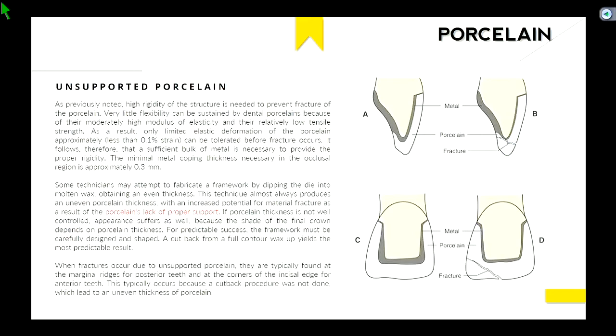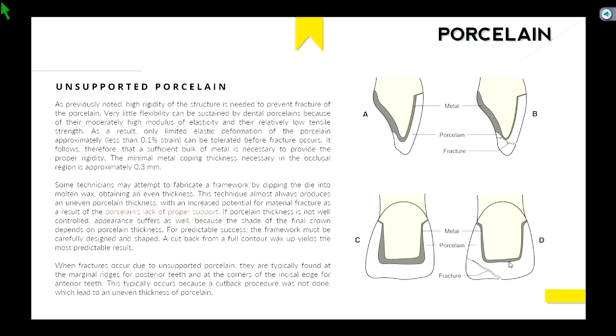Okay, all right, we have this concept of unsupported porcelain. The best way to think about it is to look at the picture on the lower right side. We have two differing crowns, and look at the difference between the metal substructure underneath. In this scenario, what probably happened is they waxed up the crown to its full contour, and they cut back an even amount of the wax so that when they stack the porcelain, you'll have a more even layer of porcelain all the way around.